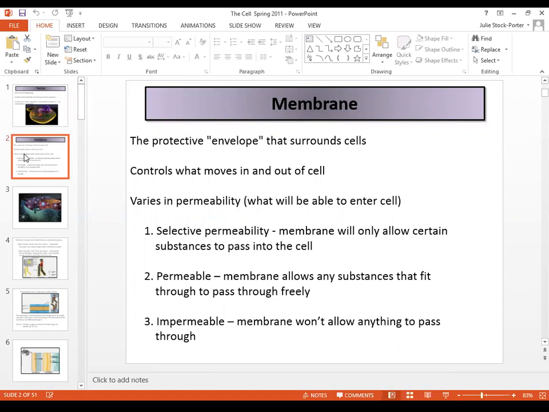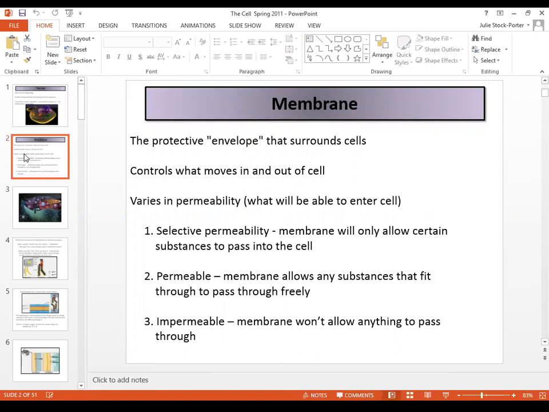Selective permeability is when the membrane will only allow certain things to pass. Whatever it wants in can go in or out. Whatever it doesn't want to leave or enter will not be allowed to leave or enter.